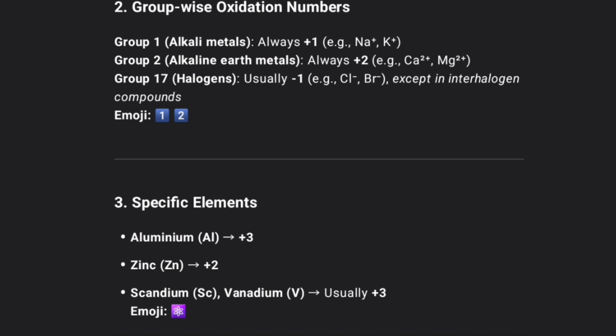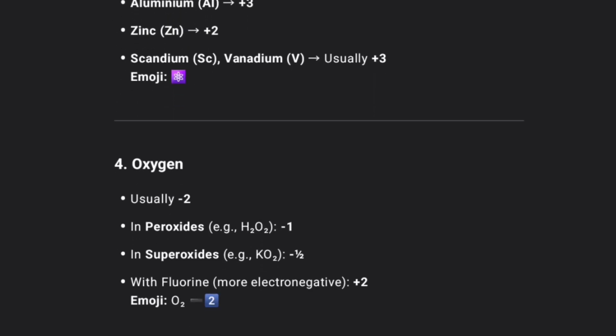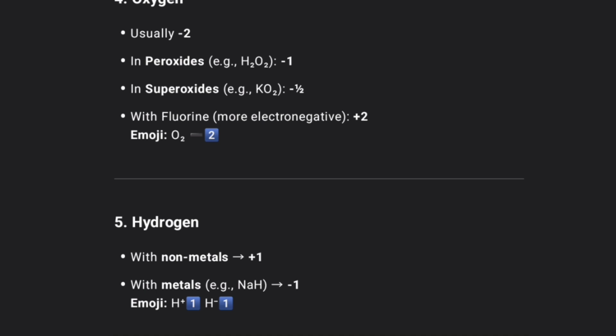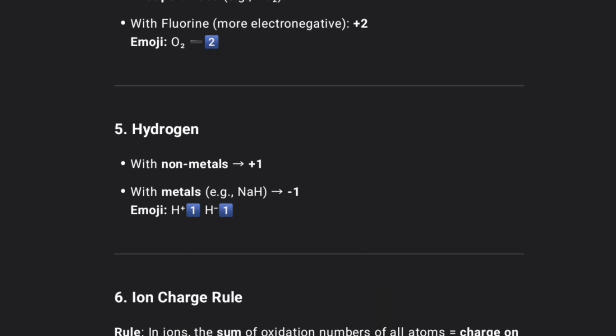3. Specific elements. Aluminium, Al, +3, zinc, Zn, +2, scandium, Sc, +3, vanadium, V, usually +3. 4. Oxygen, usually -2, except in peroxides, e.g. H2O2, in superoxides, e.g. KO2, and with fluorine, which is more electronegative. 5. Hydrogen, +1 with nonmetals, and -1 with metals as hydrides. 6. Ion charge rule.